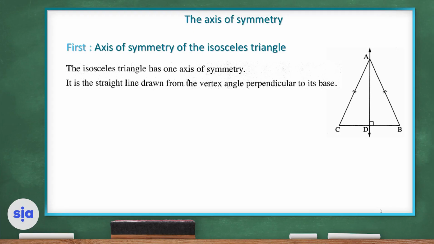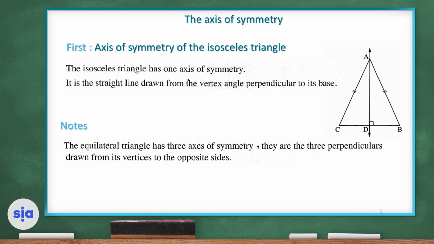In this episode, we'll be talking about the axis of symmetry. First, we're going to learn about the axis of symmetry of the isosceles triangle. The isosceles triangle has one axis of symmetry. It is the straight line drawn from the vertex angle perpendicular to its base. Like here in this example, it is AD.